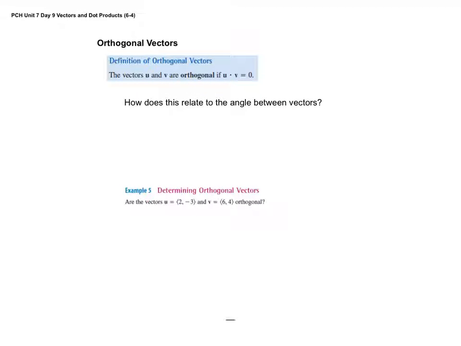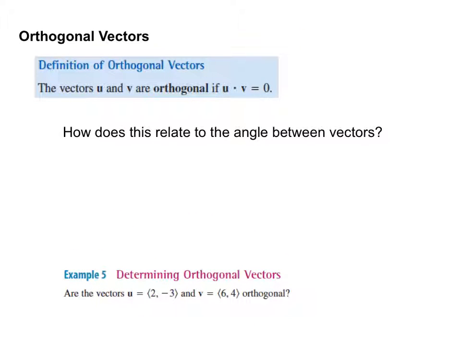Now, I mentioned that we have this term orthogonal. Orthogonal. Vectors u and v are orthogonal if u dot v equals 0. Okay? So that's nice. We have a way to classify two vectors. But I wanted to ask you something here. How does this relate to the angle?